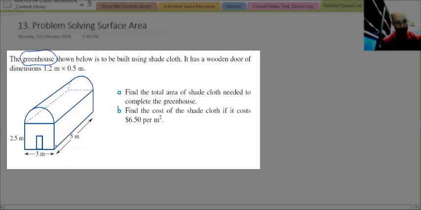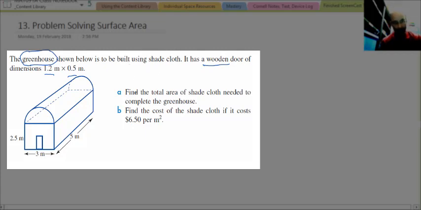So you can see the picture, it's got some dimensions on it. Now we have to work out how much shade cloth. Shade cloth, you probably know that it's that semi-see-through nylon stuff, and it has a wooden door there. It's dimensions of 1.2 times 1.5. Notice that it is a wooden door. Shade cloth is not wood.